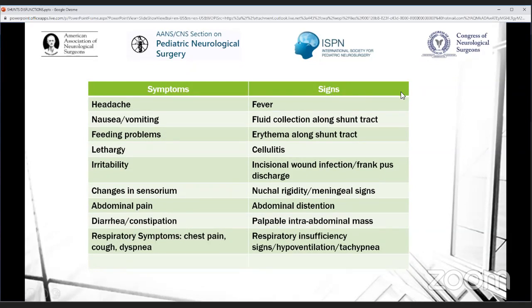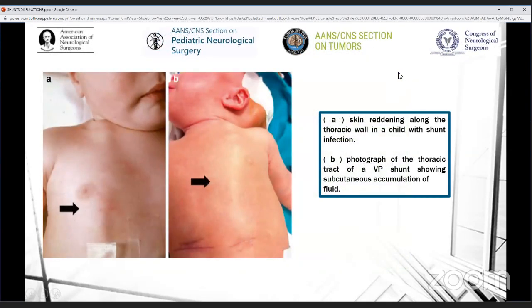Next one, please. Will you change the slide, please, John?